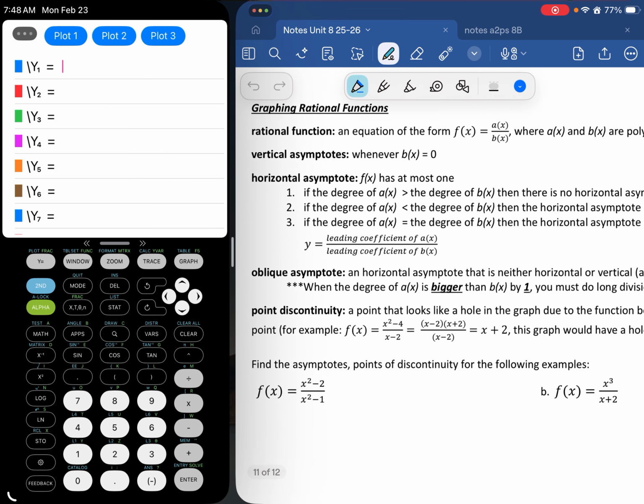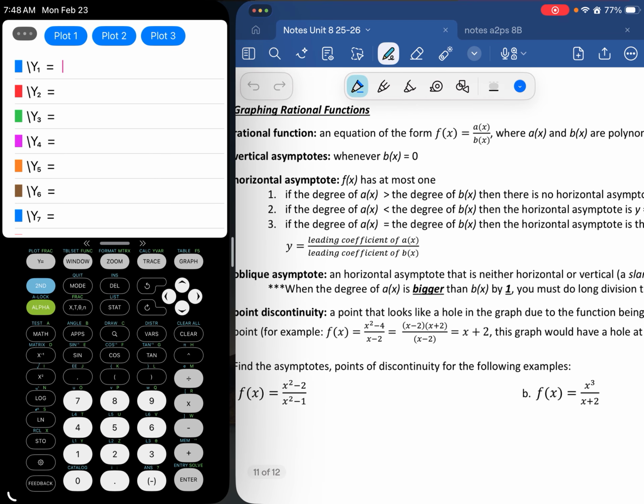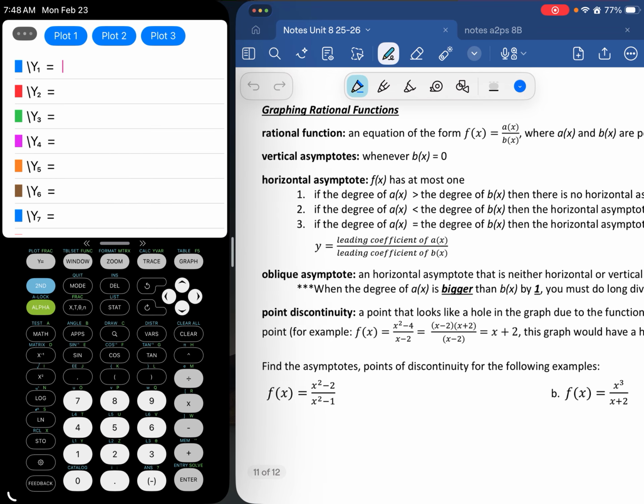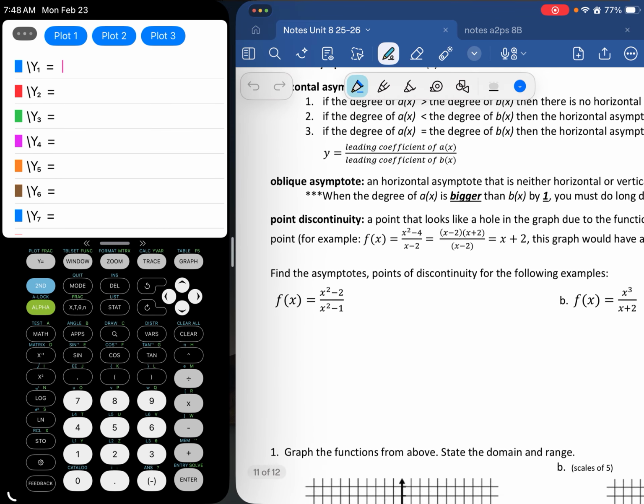Points of discontinuity. Values are going to cancel out. We're going to have to factor. When things cancel out, asymptotes that were originally vertical become holes in the graph because they simplify out, but the values still cannot exist. So there's an example of what it looks like. And then we're going to go through and do this, okay?